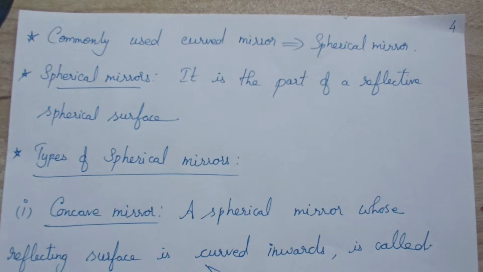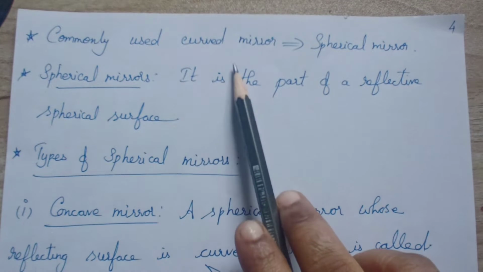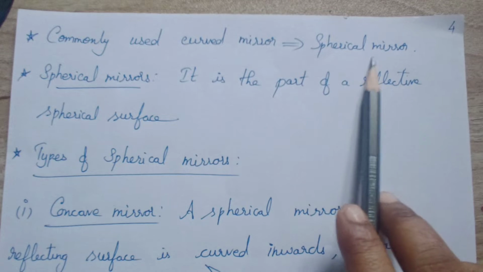Hi dear. So last class we studied the images formed in the plane mirror. Today we will learn about the curved mirrors. Most of the places we will use only curved mirrors; only a few places will use plane mirrors. The commonly used curved mirror is a spherical mirror.